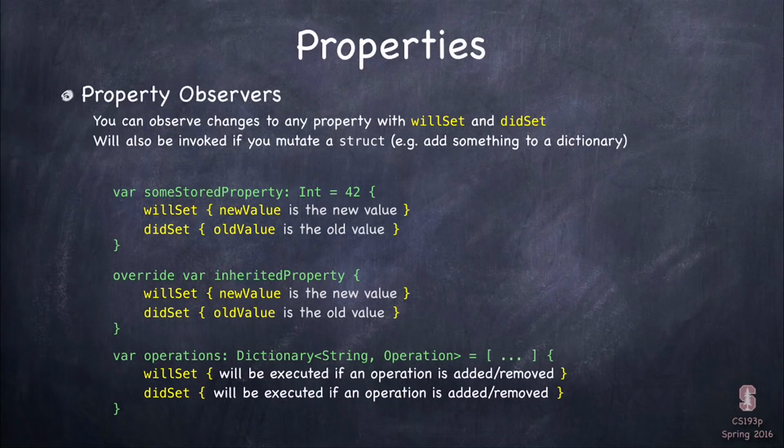Okay? Also, one thing to note about this is these will sets and did sets, if you mutate a value type, they will get called. Okay, so operations here from our calculator brain, dictionary string operation, that is a value type. Dictionary is a value type, right? So if you add something to this dictionary, will set and did set will get called. Okay, that's not true if it's a reference type. Okay, if this property is a class and you change the class somehow, it can't detect that, so it doesn't do will set and did set. Okay, you have to change the pointer itself.